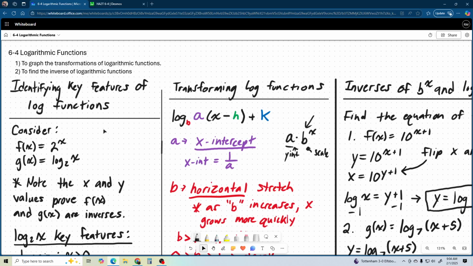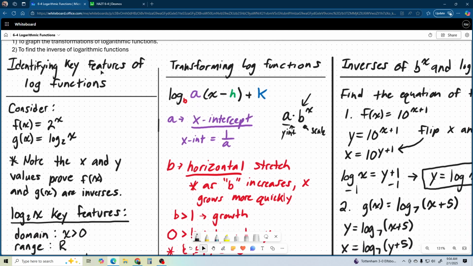Today we are going to learn to graph the transformations of logarithmic functions, and we're going to learn to find the inverses of logarithmic functions. Now we've transformed functions before, we've found the inverses of functions before, but we've never done it for logs, so we're going to do that today.